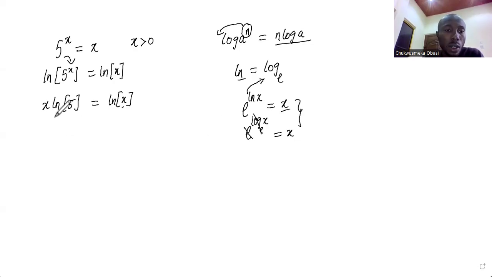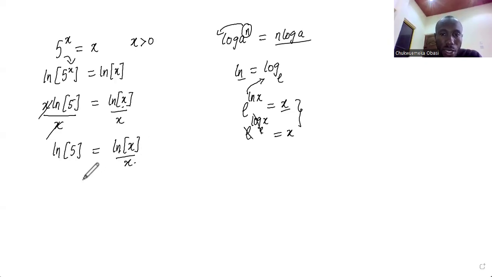Perfect. So to move forward from here, I would like to take the x to the x, and to achieve that, I divide everybody by x. So this x cancels out this x, so I have ln of 5 is all equal to the ln of x upon x. Yeah, perfect.